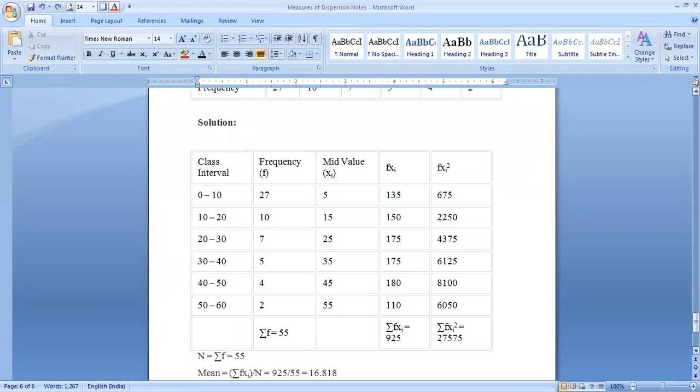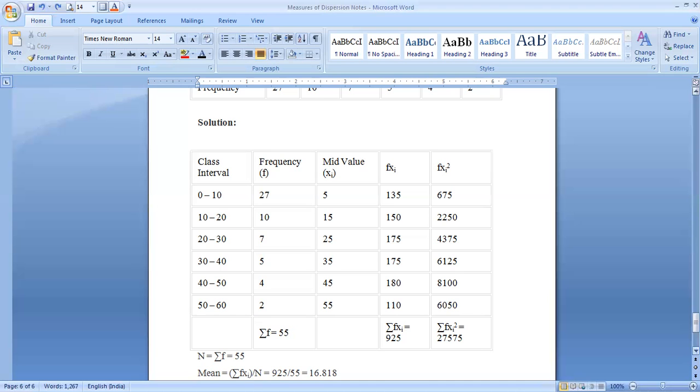One by one, we have to calculate all these terms, for which we are required to make a table. First we make a table, taking the class interval in the first column. The values of class interval are given. In the second column, we take the frequencies 27, 10, 7, 5, 4 and 2. In the third column, we take the mid values of the data, that is xi: 5, 15, 25, 35, 45 and 55.